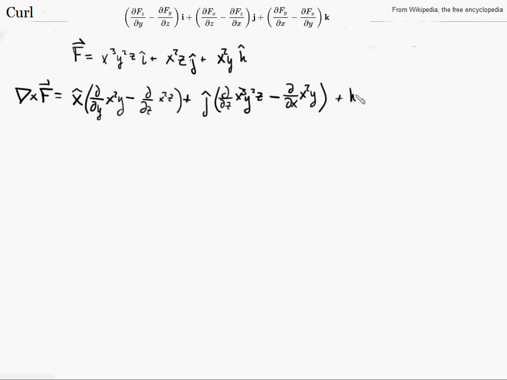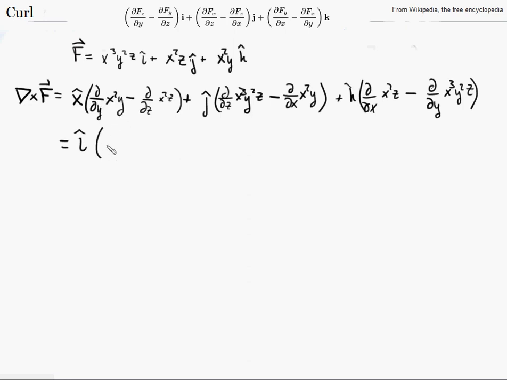And then for the k hat piece, do d dx of the y component, so x squared z, minus, and then I switch them around, so d dy of the x component, x cubed y squared z. Alright, then I will evaluate all these and simplify, so this is actually i hat in this notation.